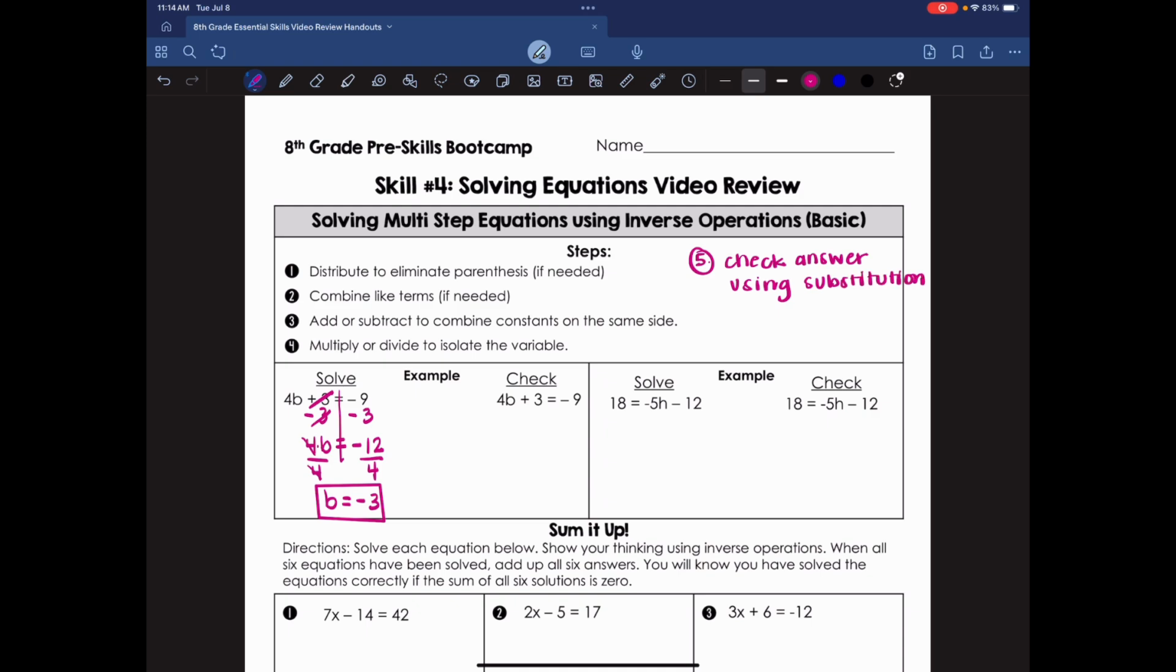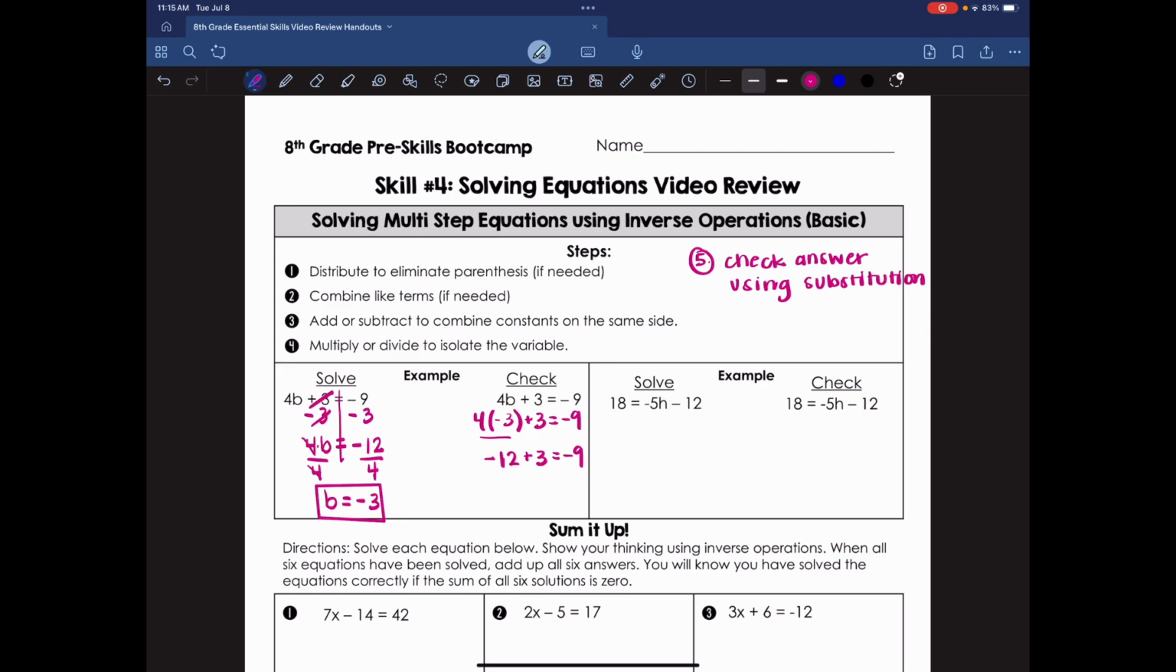Again, remember that substitution is a skill that we practice in our boot camp as well. So what that looks like is I'm going to go to this check section, and wherever I see b, I'm going to replace it with this negative 3. So 4 times negative 3 plus 3. And we want to check, is that equal to negative 9? So using order of operations, 4 times negative 3 is negative 12 plus 3.